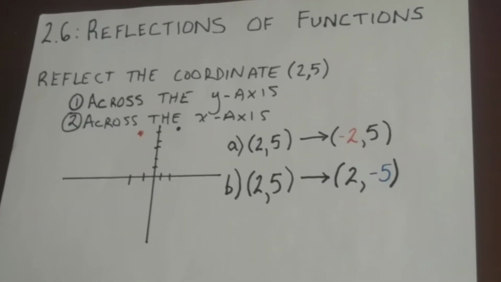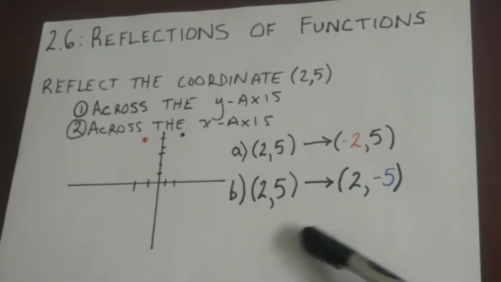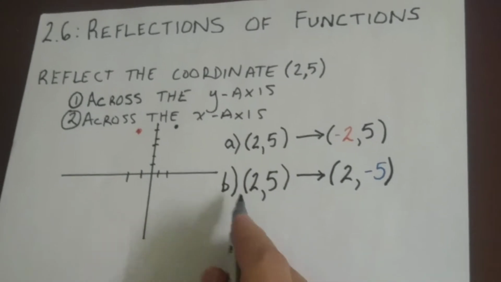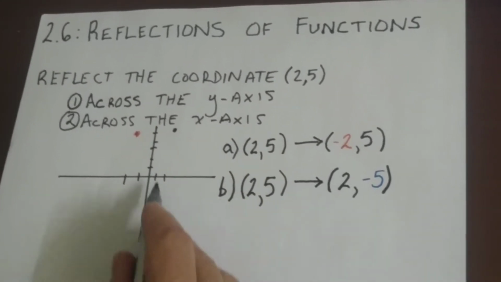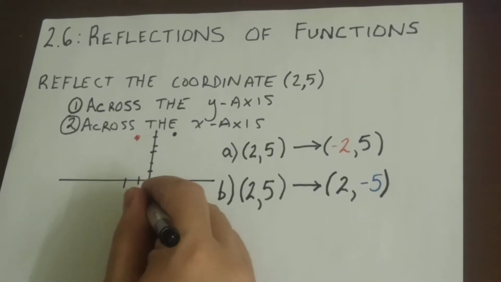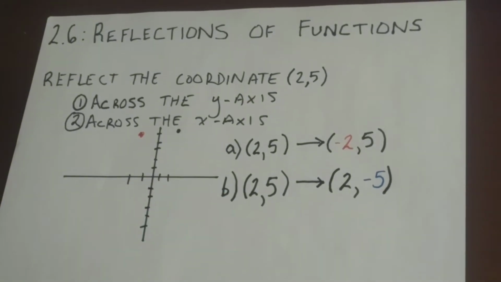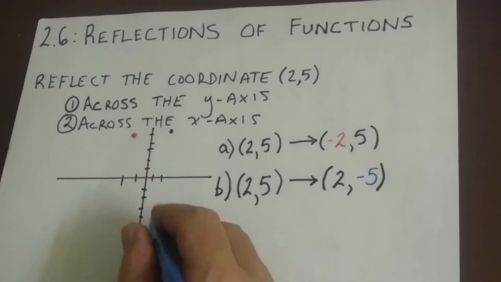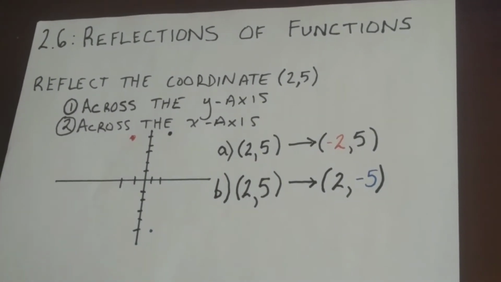Okay, so now we're going to reflect it across the x-axis. In order to do that, you change the sign of the y value. So we're going from 2, 5 to 2, negative 5. So here we are at 2, and now we're going to go down to negative 5. And there is our new point, let me get my blue marker here. Our new point is here. So we reflected it this way.